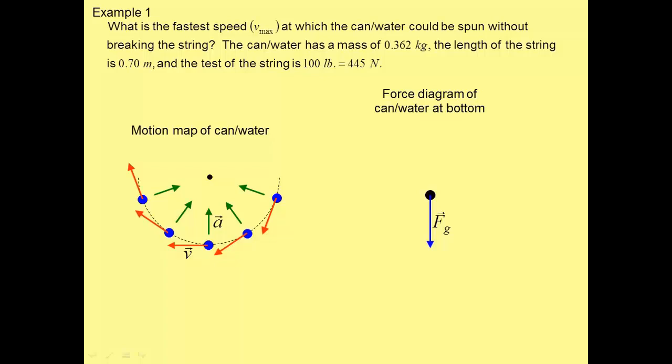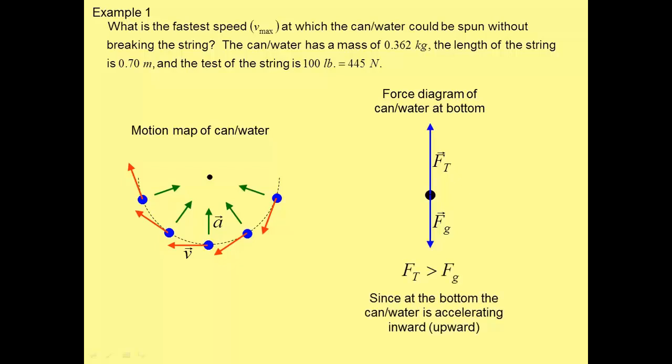Now, question is, how big would that force of tension be compared to the force of gravity? My supposition is that it would be bigger than the force of gravity. Why? What direction is it accelerating? Inward, which is upward. And if it's accelerating upward, what direction does the net force have to be? That's right, upward. And for the net force to be upward, the force of tension must be larger than the force of gravity. So it all ties into what's going on, right? So you've got to think through that here to decide how big these forces have to be relative to one another.